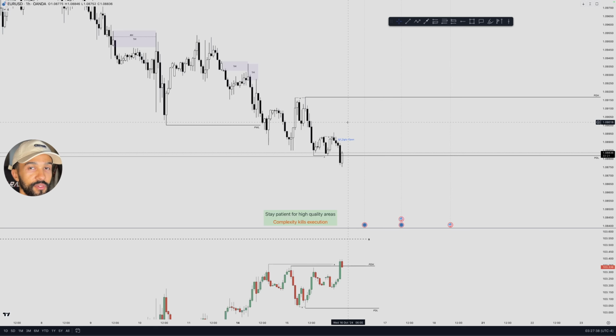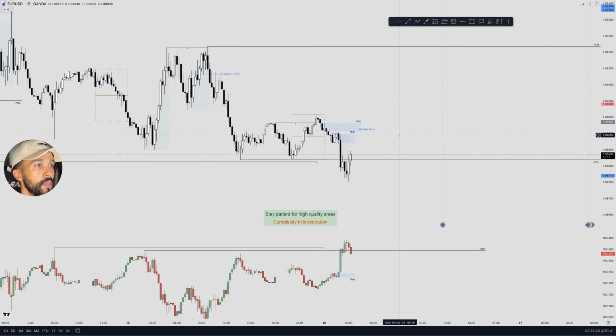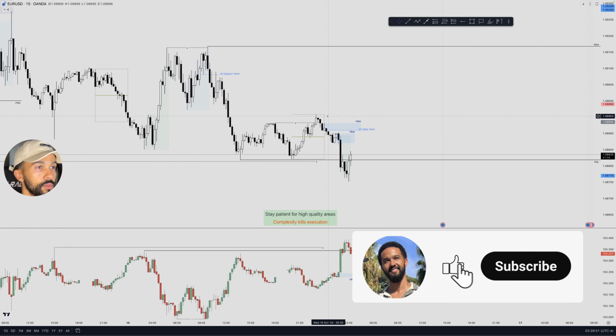So let's go down to the M15. Let's see what that looks like for any opportunities this morning. So on the M15, what I like now is the order flow is obviously on side.